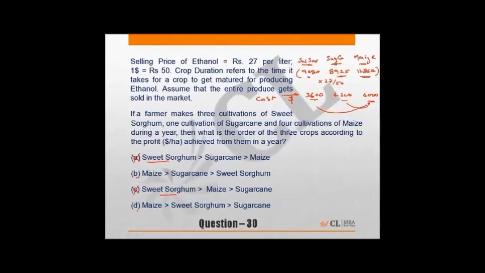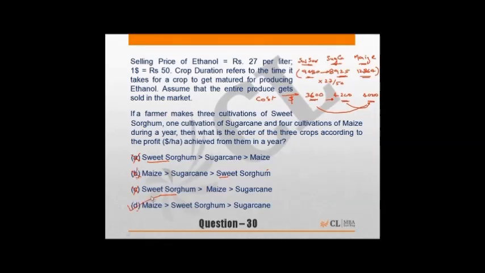Now between sweet sorghum and sugarcane, let's compare them. It is 9480 into 27 by 50 minus 3600, and here 8925 versus this. Now the cost is higher, the sales value is lower, so obviously sugarcane has to be the least. Sugarcane is not the least out here, so this is also incorrect, and the correct answer is choice D.